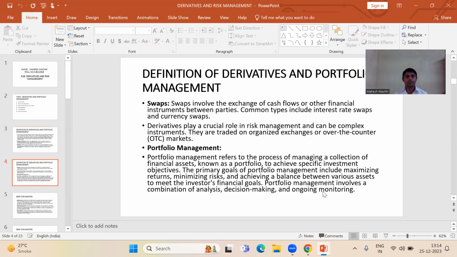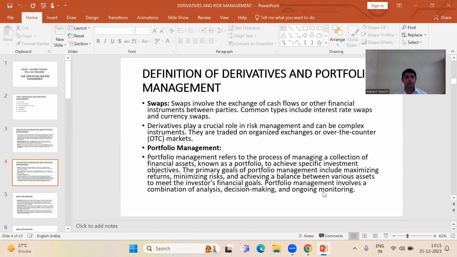Swaps. Swaps involve the exchange of cash flows or other financial instruments between parties. Common types include interest rate swaps and currency swaps. Derivatives play a crucial role in risk management and can be complex instruments. They are traded on organized exchanges or over the counter (OTC) markets.